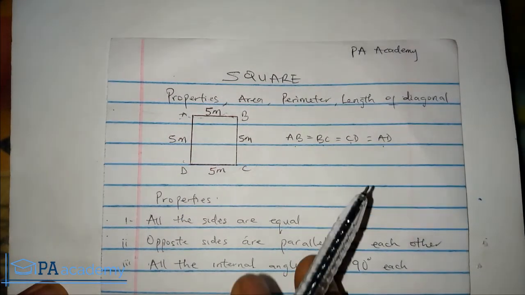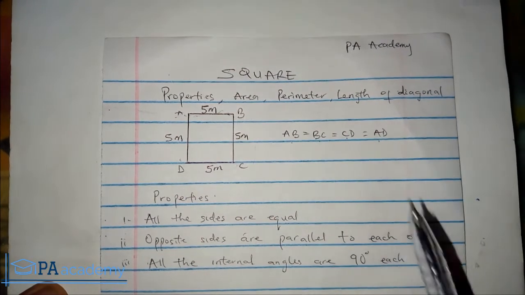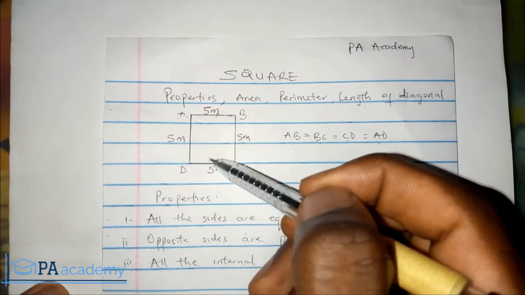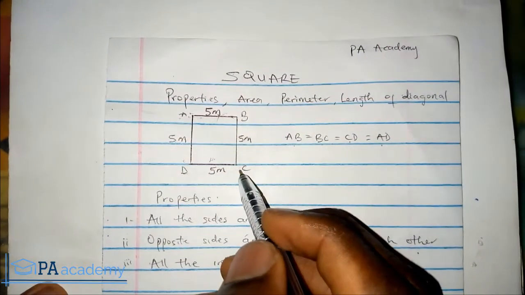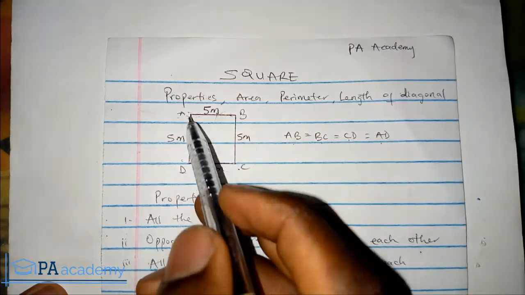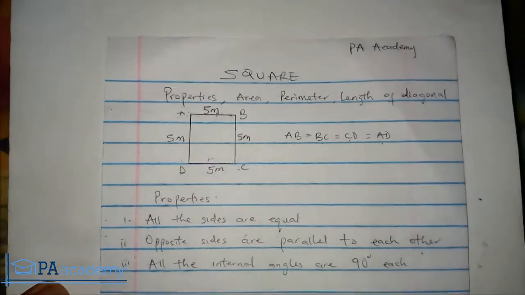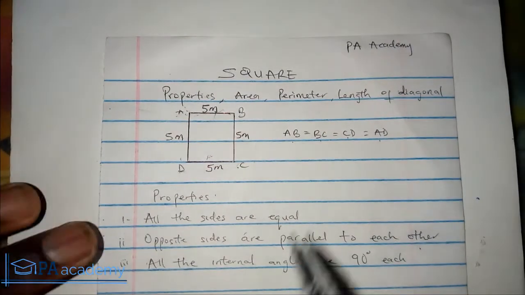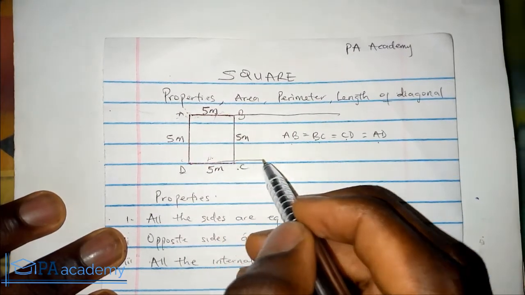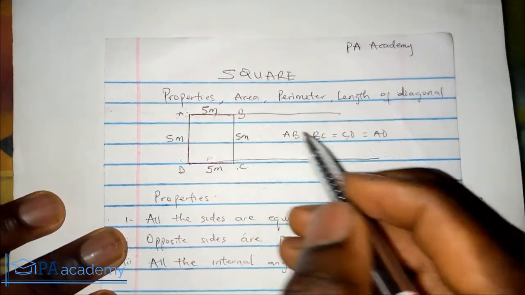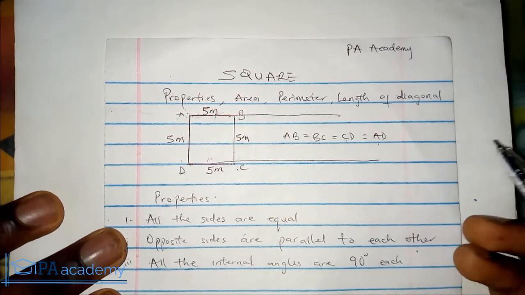Then the second property says opposite sides are parallel to each other. That means these two lines are parallel to each other. That means line AB and line DC are parallel to each other. Line AD and line BC are parallel to each other. When we say a line is parallel, that means they cannot meet. So if we keep extending this line and we keep extending this line straight up, they will never meet. That's what we mean when we say a line is parallel.